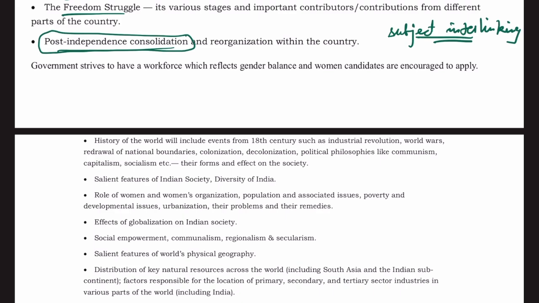So when we study post independence consolidation, it is a part of our polity syllabus also, right? When we study various judgments, when we study various, like in economy we study 5-year plans, it was a part of post independence India only, right? So this is how subject interlinking should be done. When you are studying this thing, write it there. It is also part of GS2, it is also part of GS3, like that, right?